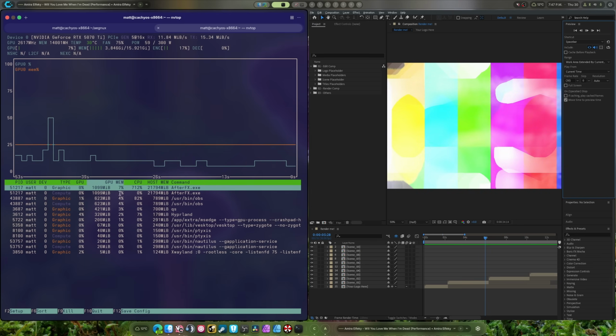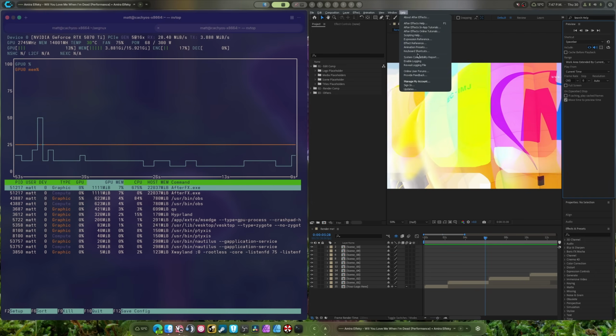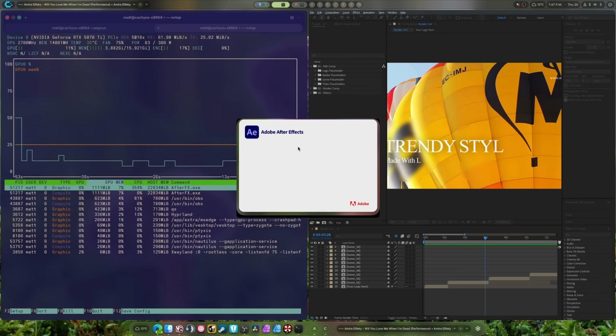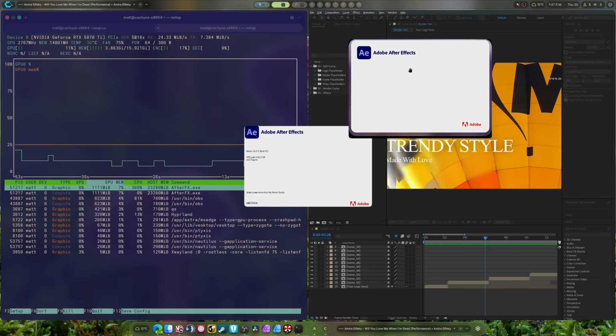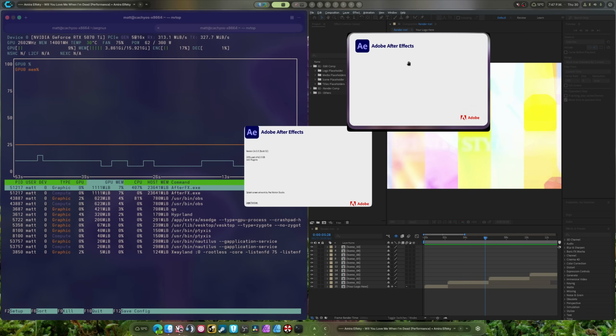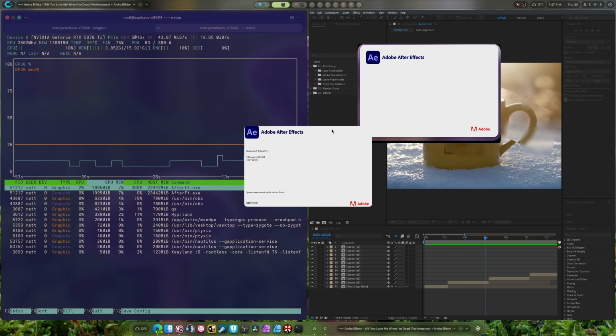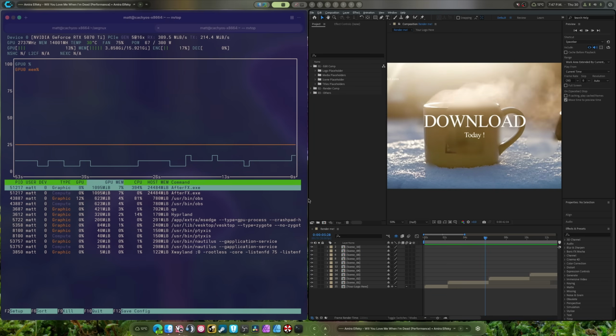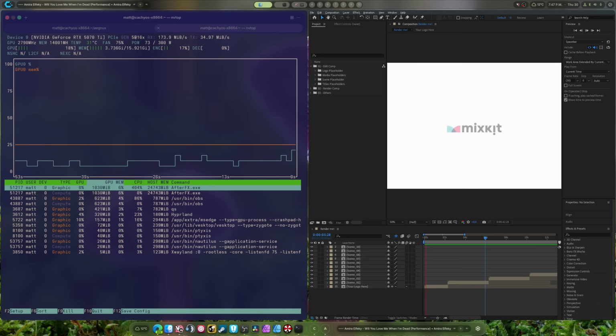This has been After Effects. Which version, by the way? Which version of After Effects is this? It does not tell me. Oh, there it is. I just had to move it out of the way. Version 24. Wow. How do I get rid of this? There we go. That's version 24.